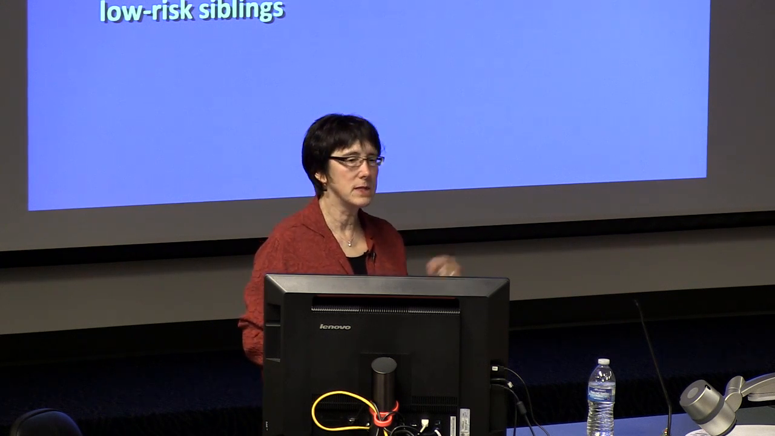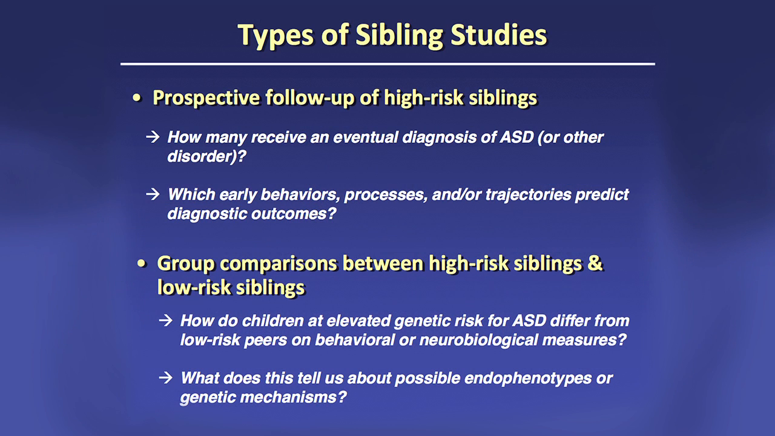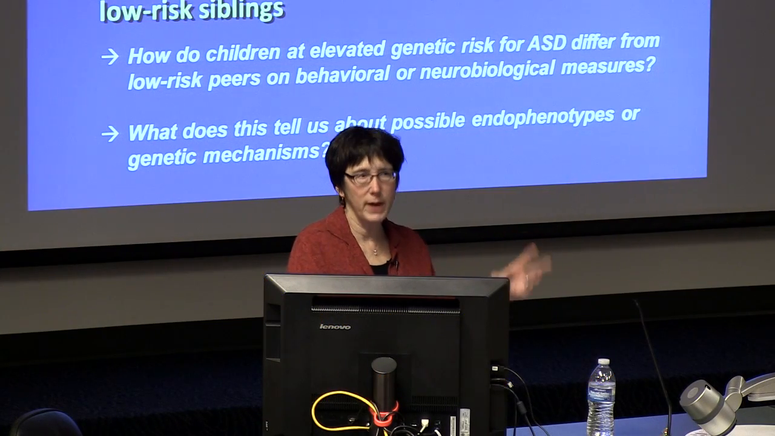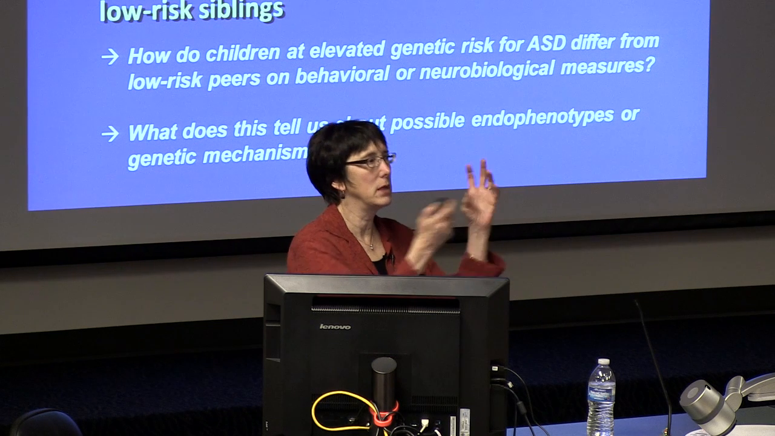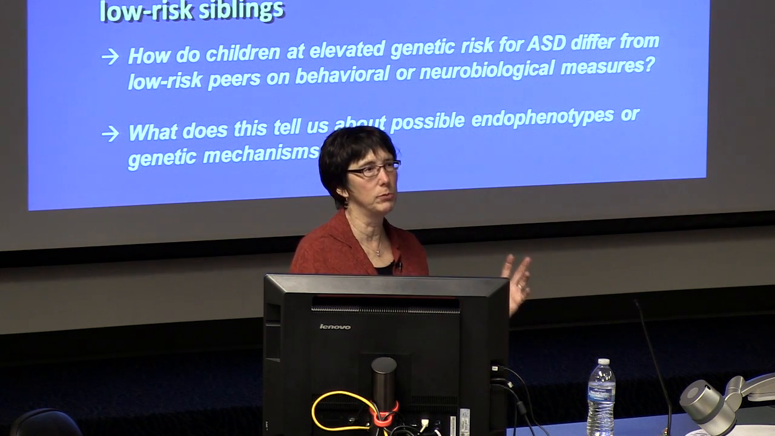And then the second type of sibling study, we compare groups of children, some high risk because they have an older sibling with autism, and some low risk who have an older sibling with typical development. And they give us different information. The latter type gives us information about how children who are at elevated genetic risk, because there's genetic risk for autism in their family, differ from low-risk peers. This can be helpful for understanding the genetics underlying autism, and what potential mechanisms and what behaviors occur more in families, even if they're not expressed in full-blown symptom form.